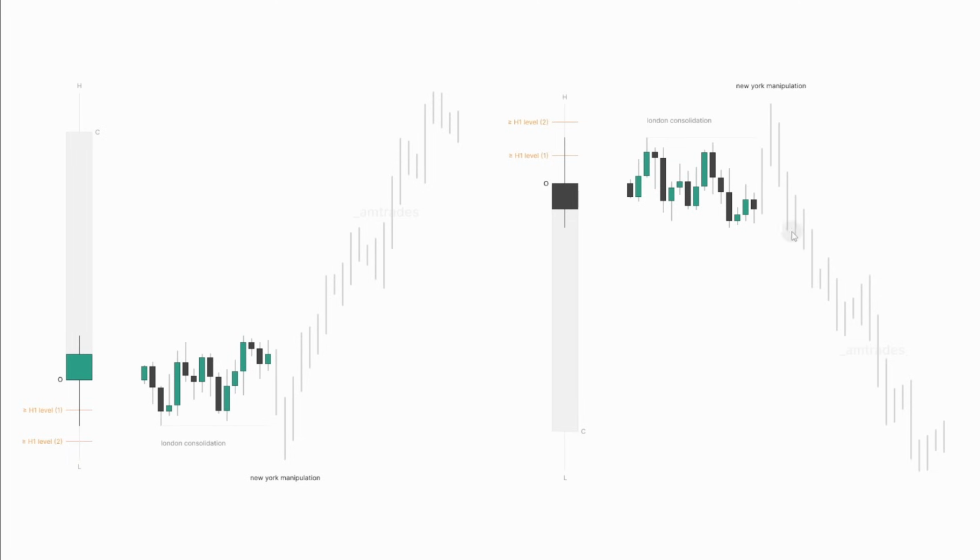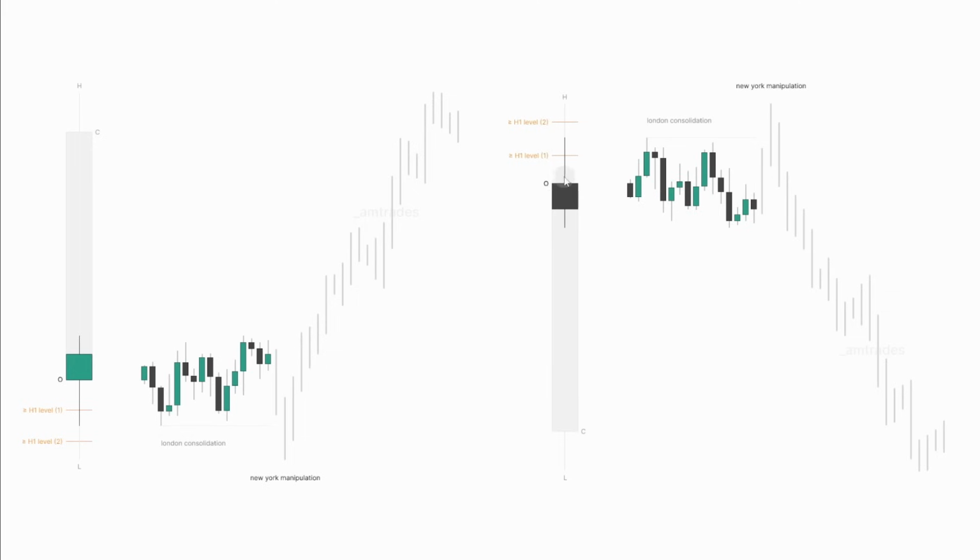we'd first want to reference back to London session and look at the framework to determine which daily profile we're in. It's clear that London is consolidating around the daily opening price with no significant move in either direction. Instantly, when seeing the small range, you want to think of New York manipulation.